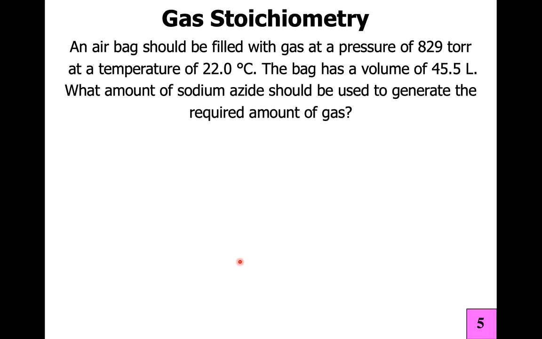All right, you'll also be able to be asked to do some problems like this where you're using gas stoichiometry. So for these, you're going to have to do a little bit more work for the N value that will go in. An airbag should be filled with gas at a pressure of 829 torr at a temperature of 22 degrees C. The bag has a volume of 45.5 liters. What amount of sodium azide should be used to generate the required amount of gas?